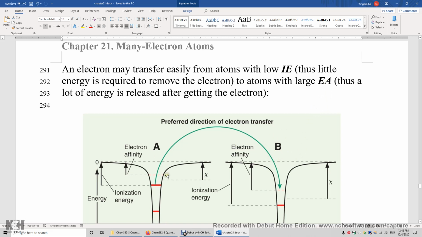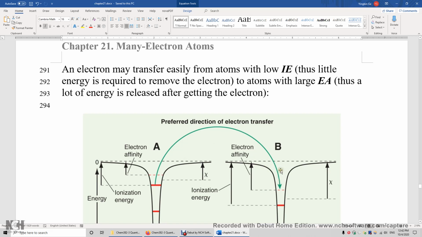So that means if you remove an electron from A, it requires very little energy. And then if you give the electron to B, a lot of energy is released. Right? So overall, if A has a low ionization energy and B has a very large electron affinity, then the electron transfer from A to B is easy.